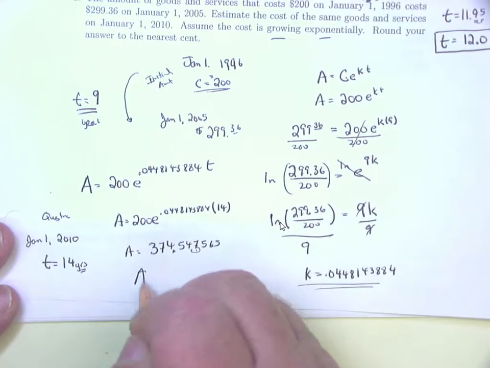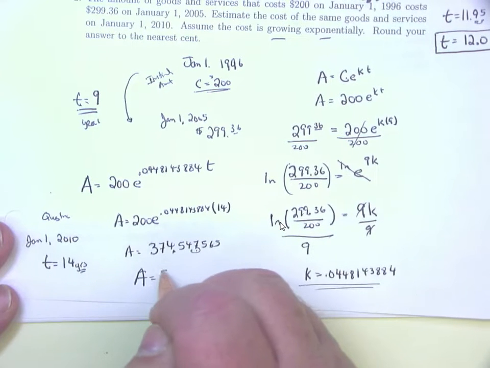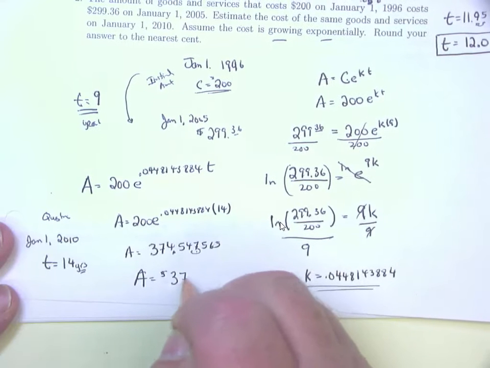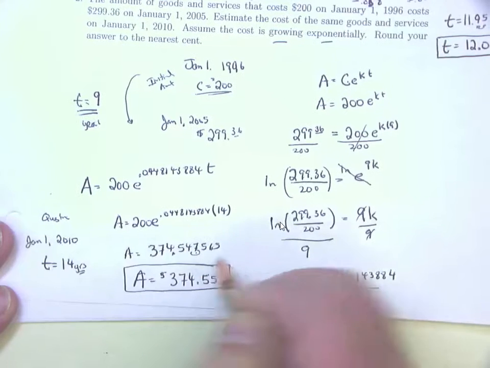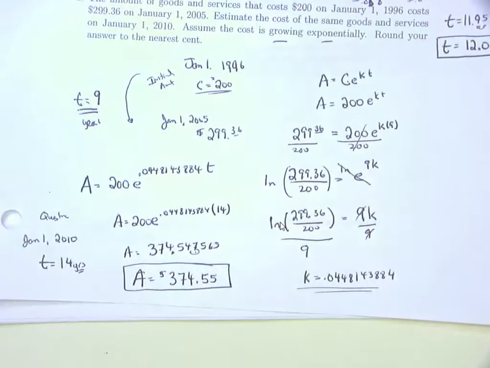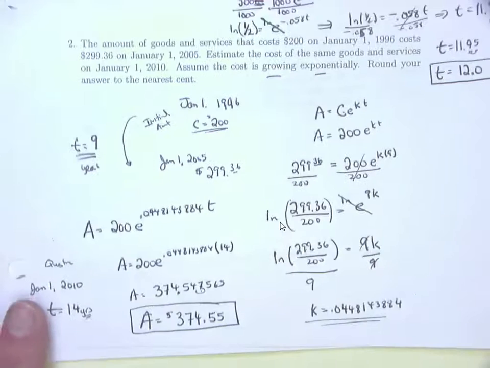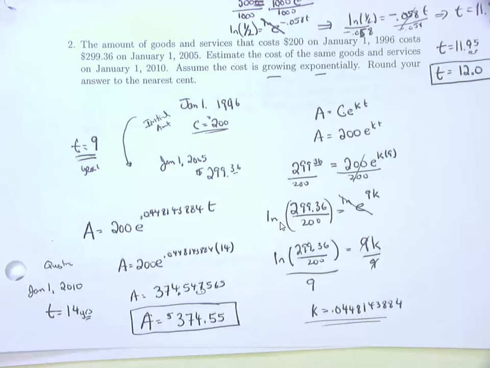What is my answer for the amount it's going to cost us now? $374.55. So, yep, here it is. What used to cost $200 in 1996 now costs us $374.55 today. Does that make sense? Did I lose you guys anywhere? Questions? All right.